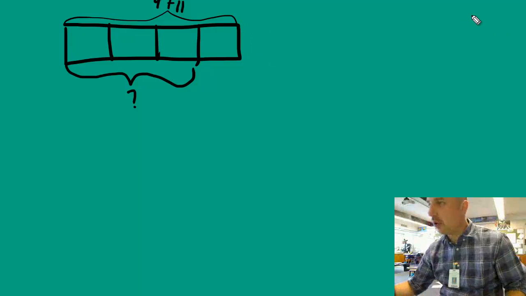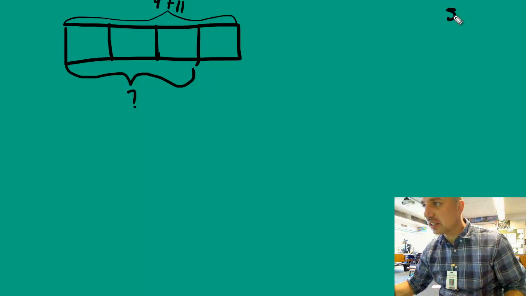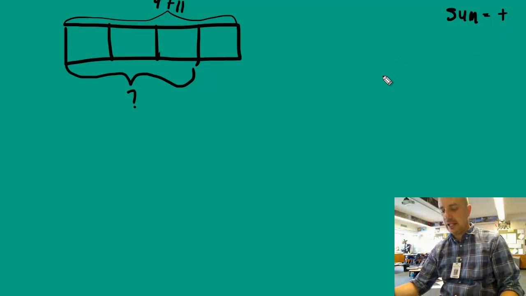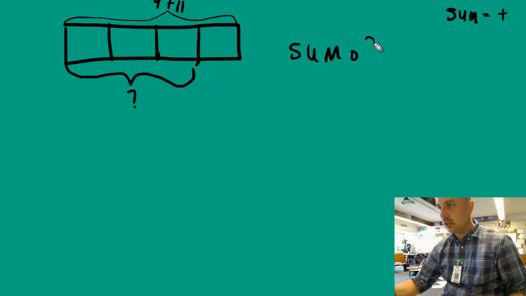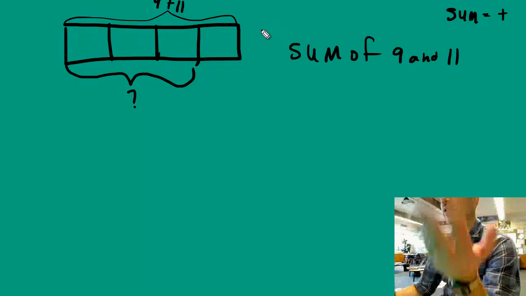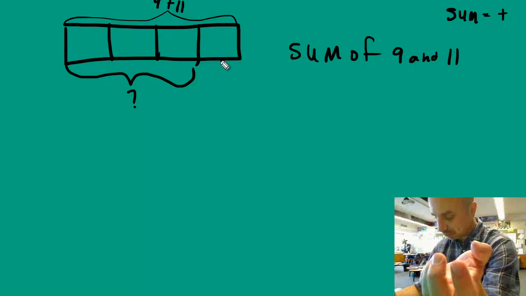And what I want to note over here quickly is that we're talking about a sum, okay? A sum equals addition. That's what we're talking about here, okay? It's an answer to an addition problem. And what we're doing is we're finding the sum of 9 and 11, right? That's our whole. That's what this whole thing is going to be. The whole thing here is going to be the sum of 9 and 11.